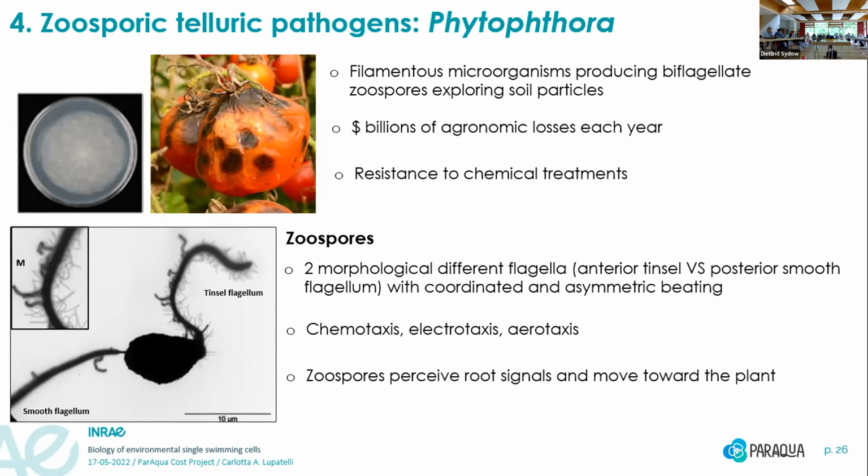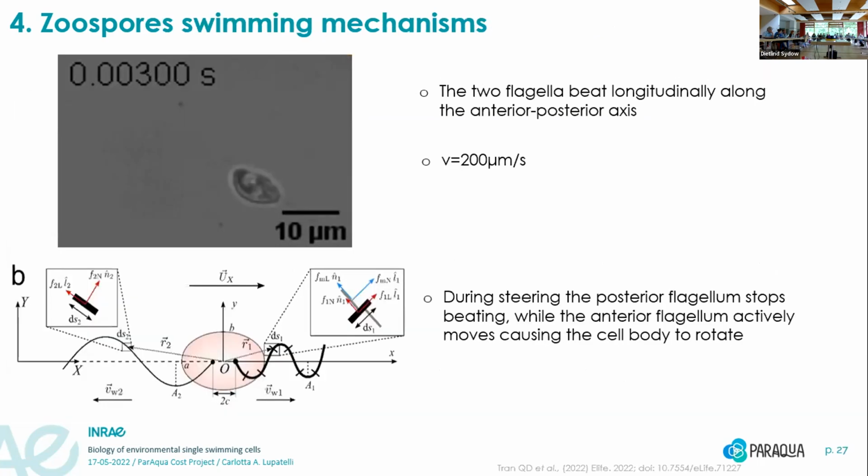mastigoneme structures. The zoospores are able to respond to different stimuli and, of course, are able to detect a plant in the soil, so to sense signals coming from the plant and go toward the direction of the plant to start the infection. The movement mechanism of the zoospore, we dealt with before, but again, basically we have the two flagella beating along the anterior and posterior axis and enabling the zoospore to reach high speed velocities.